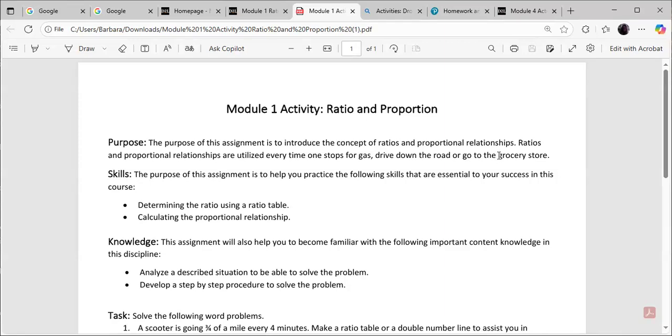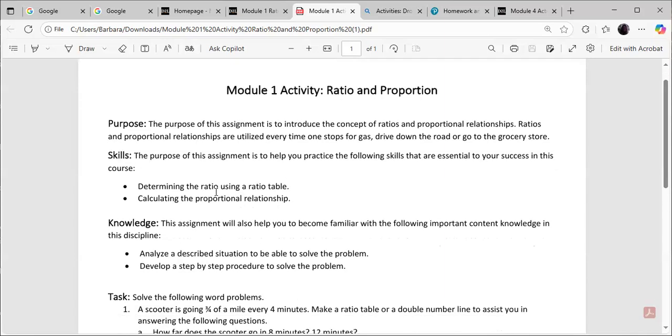Does anybody look at those, like price per unit, when they're shopping for items like tuna fish, like which one should you get? The larger can or the smaller can, right? That is ratio. Those are proportional relationships that we need to learn.